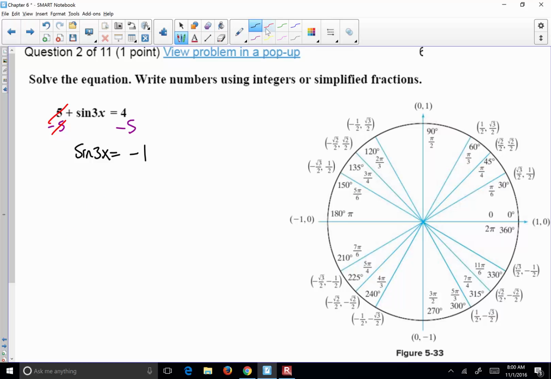Alright, is this completely isolated? Yep. Let's figure out, just imagine this as a theta, or y, or z, or any other letter. You are figuring out an angle, theta, whose sine is -1, whose y coordinate on the unit circle is -1. Find those angle or angles. Which angle or angles have -1 as the y coordinate here? Right, this one, right? Look, -1.